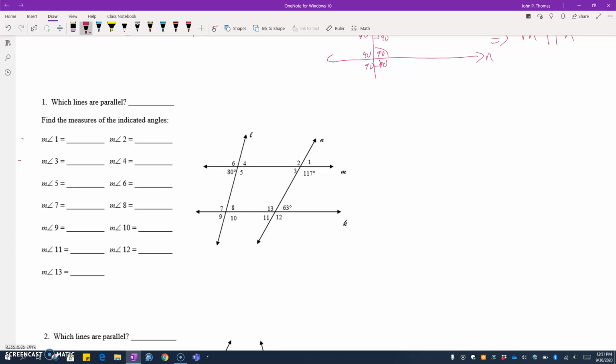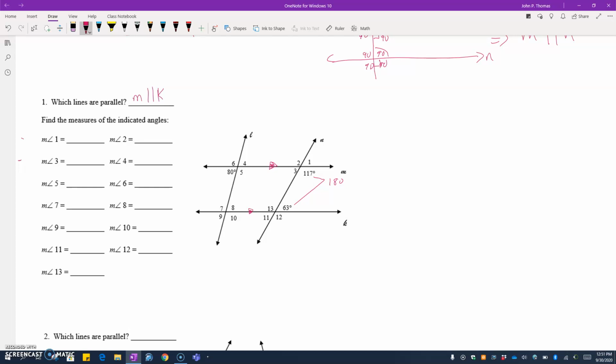One thing that I know for sure is that 63 plus 117 is 180. So I have consecutive interior angles supplementary, which means that M and K are definitely parallel to each other. So I'm going to say M parallel to K. That's a certainty because I have consecutive interior angles.